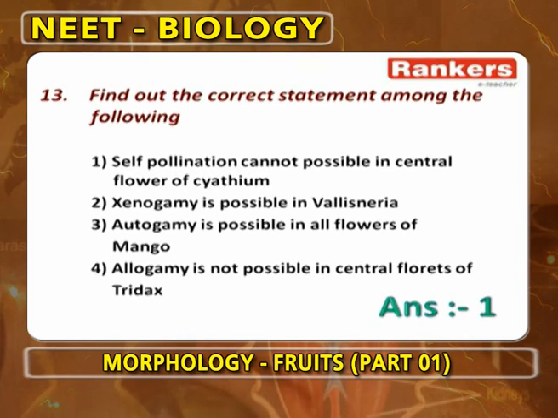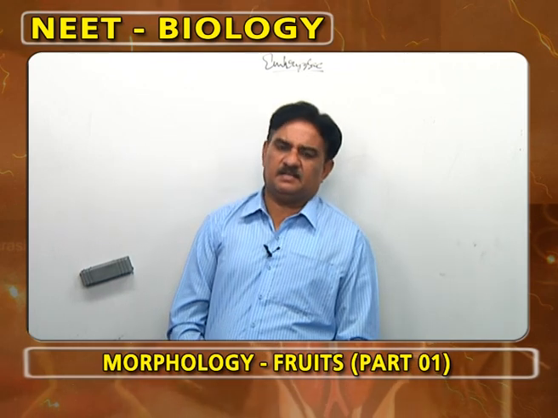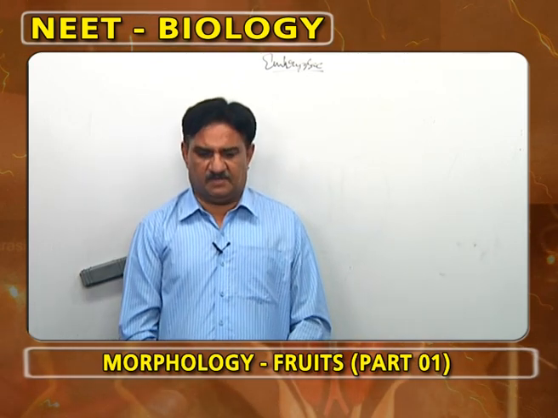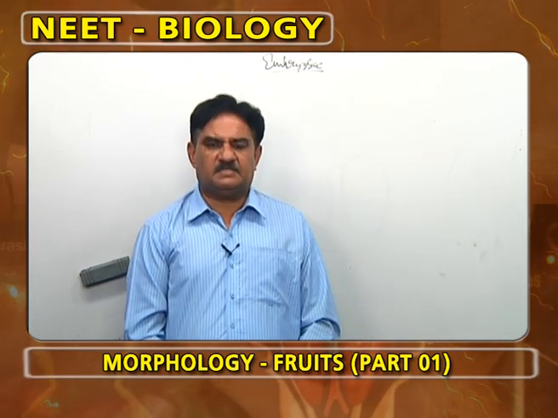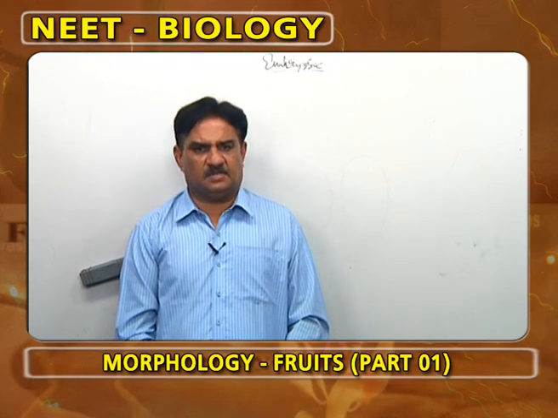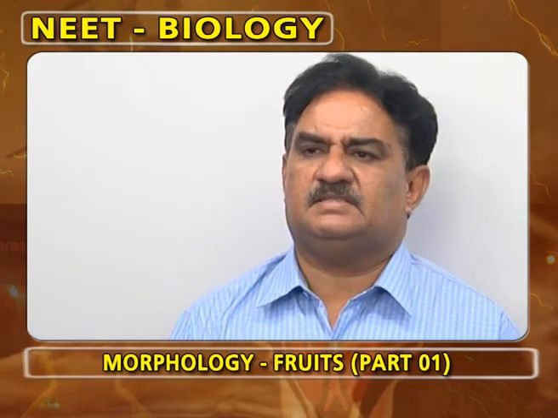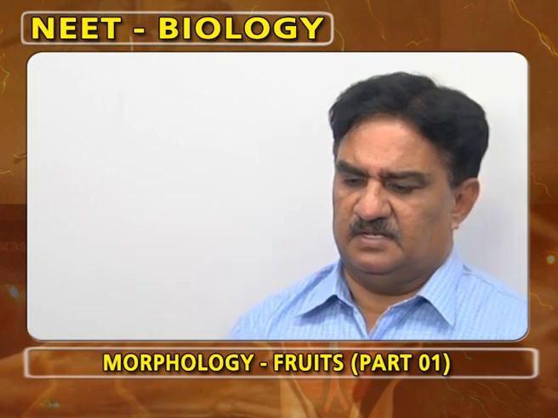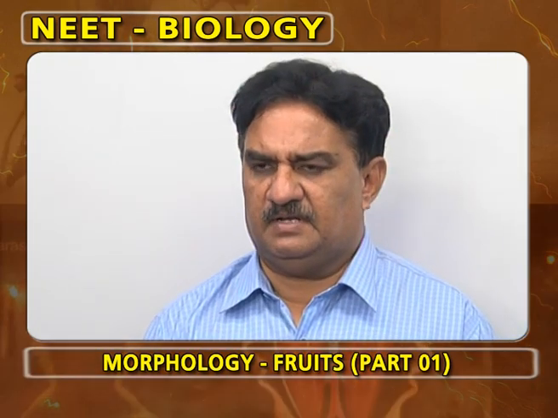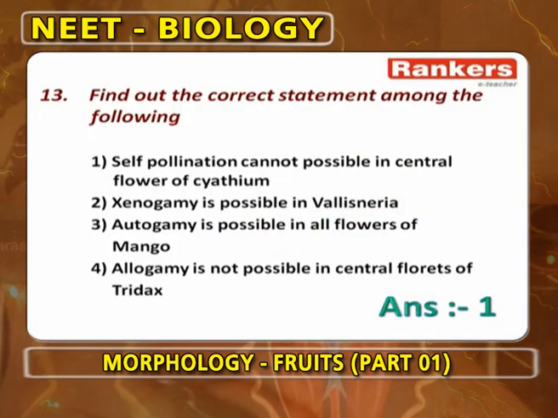Why? Because self-pollination cannot be possible in central flower of Cyathium, because the central flower of Cyathium is a female flower. It shows ovary, style and stigma and a jointed stalk. Ovary is tricarpellary, syncarpous, trilocular in nature. So it is a single female flower. It cannot show self-pollination. Xenogamy is possible in Vallisneria is correct because it is a dioecious plant.